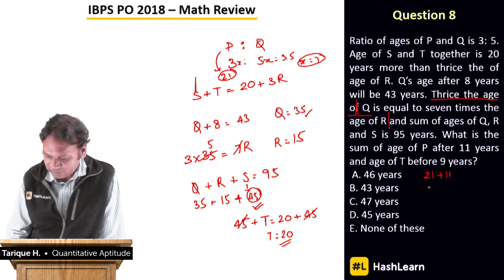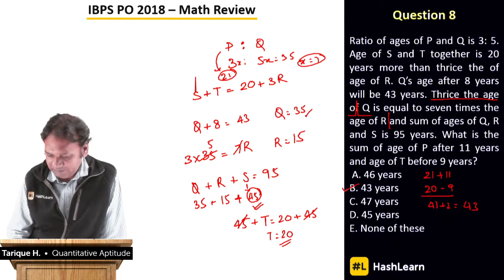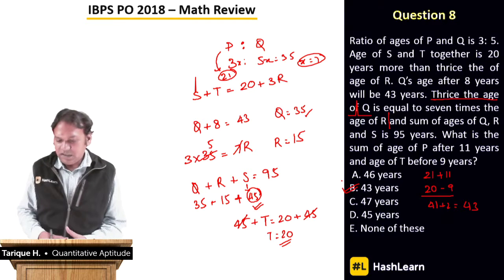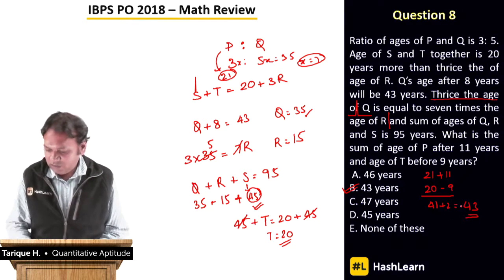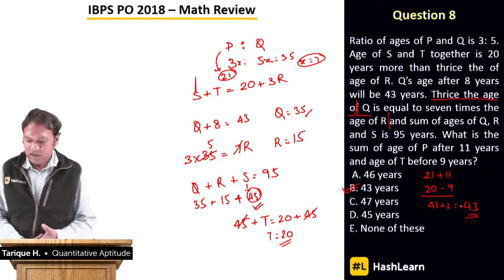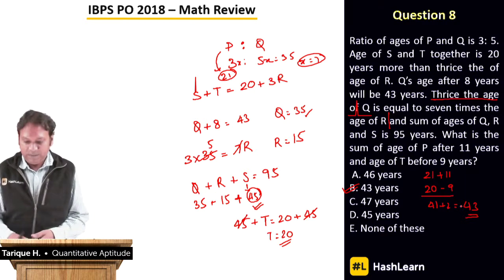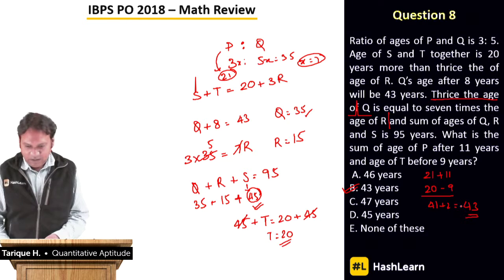T is 20 right now. So 20 minus 9, so 41 plus 2, that is 43 years. That's a little time-consuming because lots of information is here, but still I think you can solve it in 40-45 seconds in the examination. So 41 plus 2, the answer is 43 years, or answer option B. That's for question number 8.